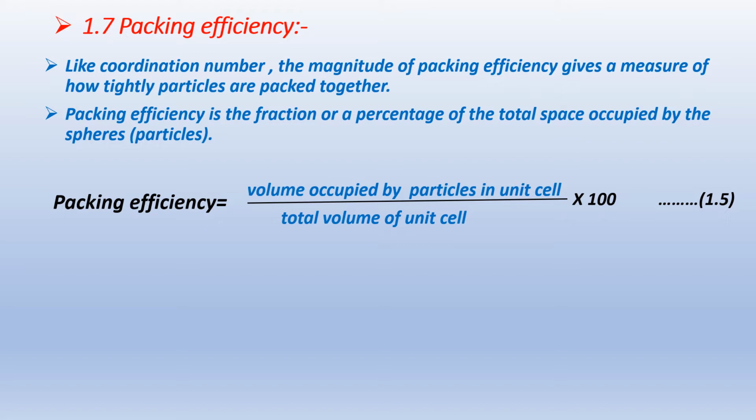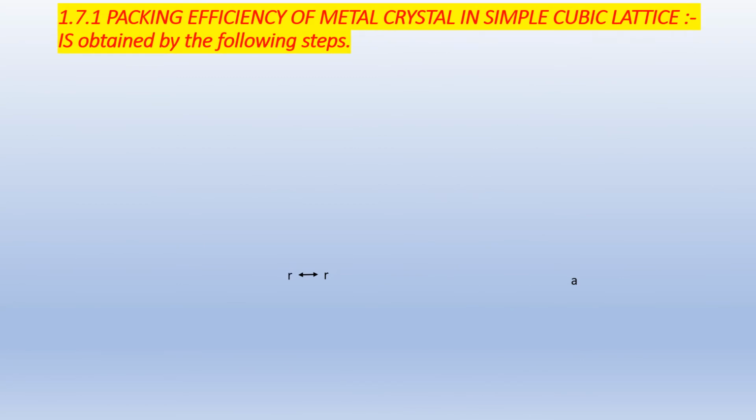Next part, 1.7.1: packing efficiency of metal crystal in simple cubic lattice is obtained by the following steps. Okay, now we have to see one by one the packing efficiency in SCC, BCC and FCC. First, SCC.